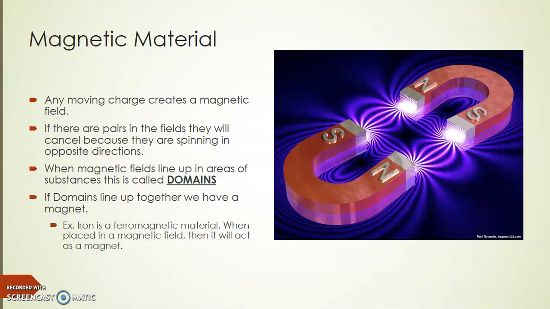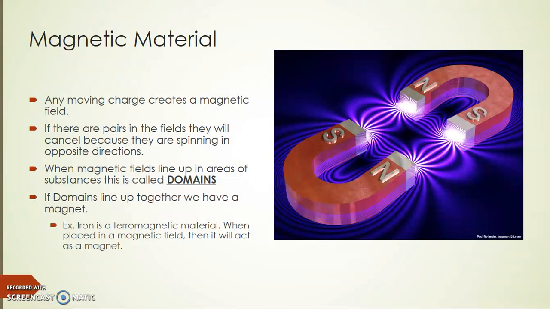Any moving charge creates a magnetic field. If there are pairs in the fields, they will cancel because they are spinning in opposite directions. When magnetic fields line up in areas, these areas are called domains. And if domains line up together, then we have something called a magnet.